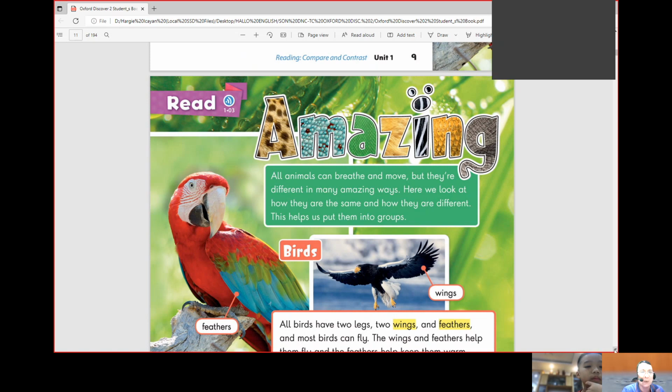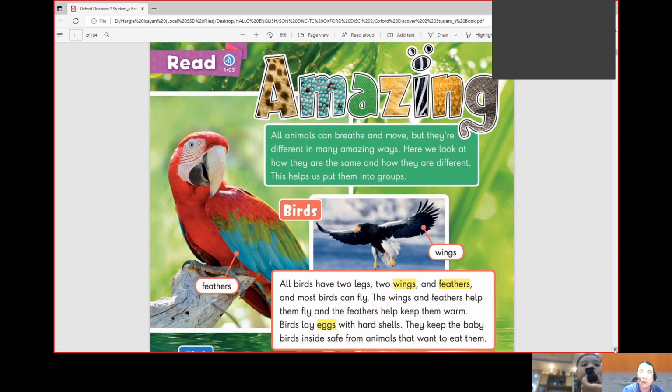Would you like me to read it to you again? Okay, I want you to listen very carefully because I am going to read the story for you again and then let's answer the questions after reading. Are you ready? Okay, so the title of this one is Amazing. All animals can breathe and move, but they're different in many amazing ways.